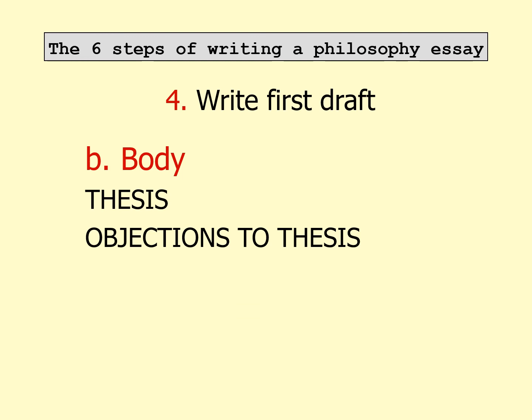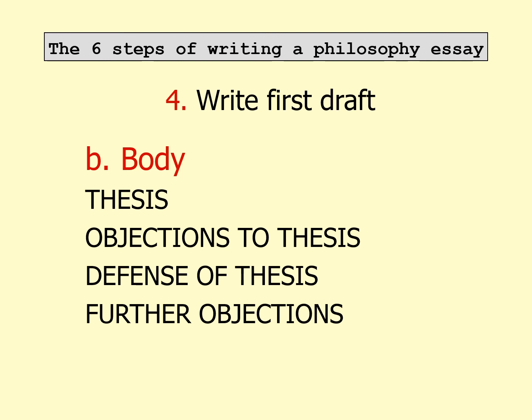So to recap, the body of your paper could consist of just this, or this, or this. And as a beginner, you might be relieved to find out that often you will be asked only to provide one or two objections to the thesis, and not every imaginable one. Even seasoned philosophers do not need to provide all possible objections.